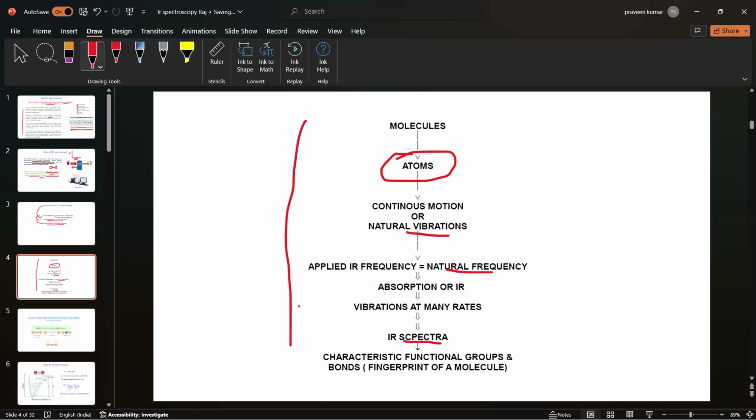Another most important requirement for a molecule to be IR active is... guys, can you remember which is the most important criterion for a molecule to be IR active?